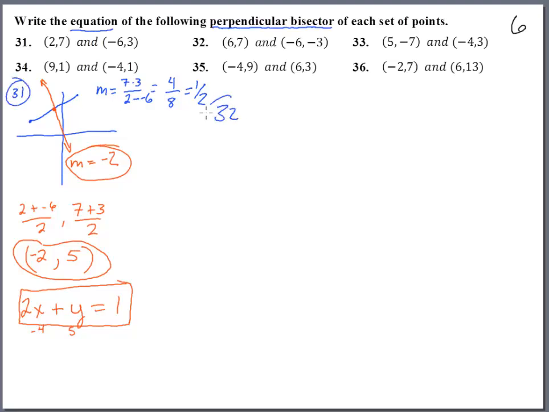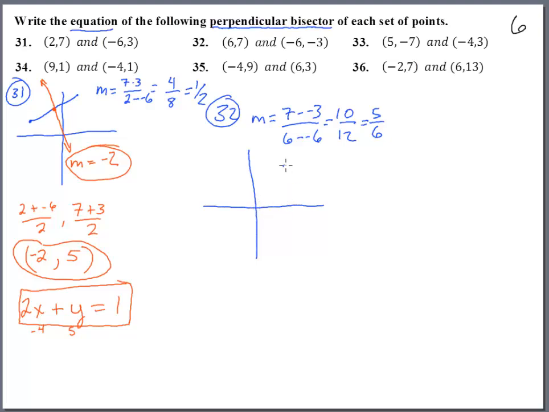Okay, so number 32. So again, we'll find the slope here. So the slope between these 2 points is 7 minus a minus 3 over 6 minus a minus 6. And that gives us 10 over 12. Gives us 5/6 as the slope. We don't want that slope. That would be the one between these 2 points. Oh, let's look at it on a graph. We can do that.